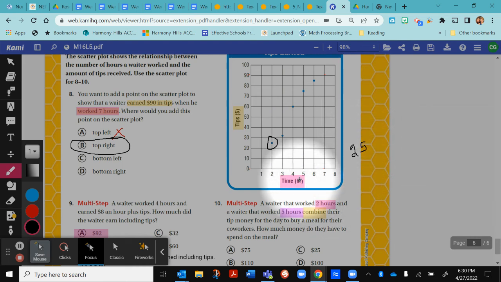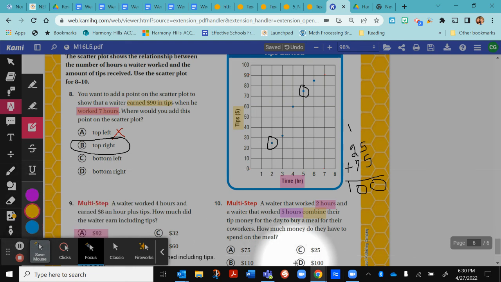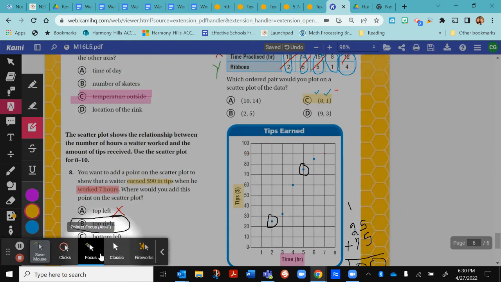The other one who worked 5 hours, I'm starting at my point of 0, going over to the 5, going all the way up. This is also in between. So he worked 75. He earned $75 in tips. How much money did they have total? Very good, $100. So the answer to this one is D. Good job. So I'm going to go ahead and highlight D. All right, there you go.